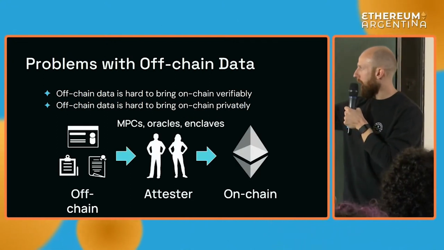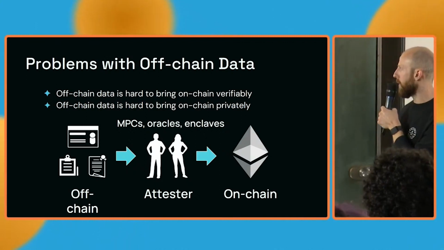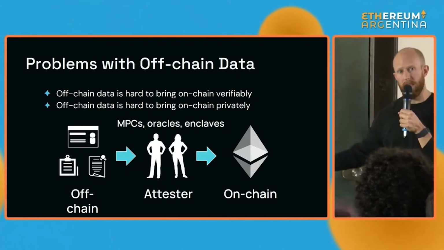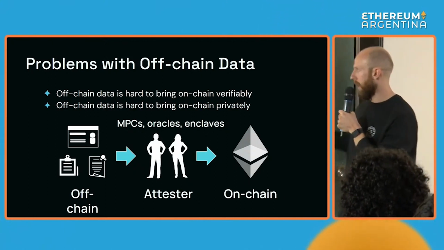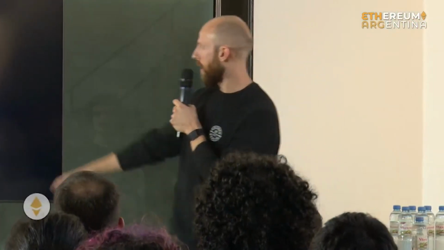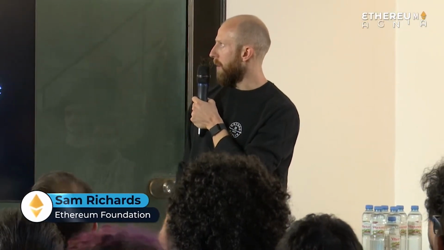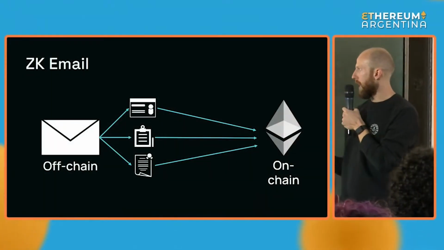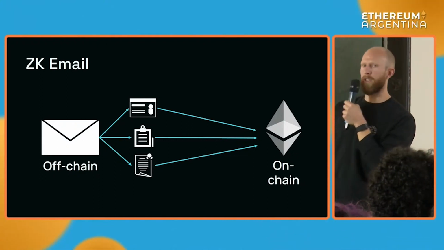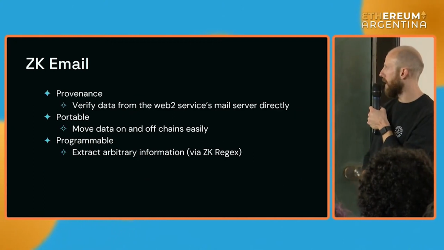The solutions that have developed primarily over the past few years usually involve some sort of oracle or attesting party, where they say, hey, we can attest that this information is true, and we'll post this information on chain for applications or people to use. What ZK email allows is to just take this information straight from an email and potentially prove something about that email directly on chain.